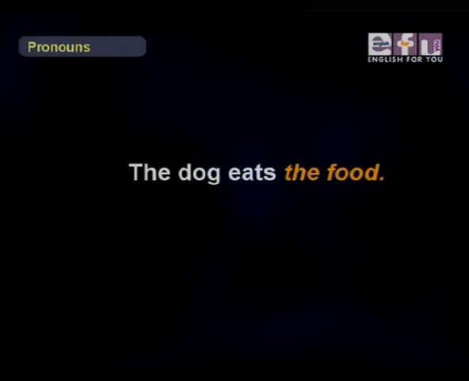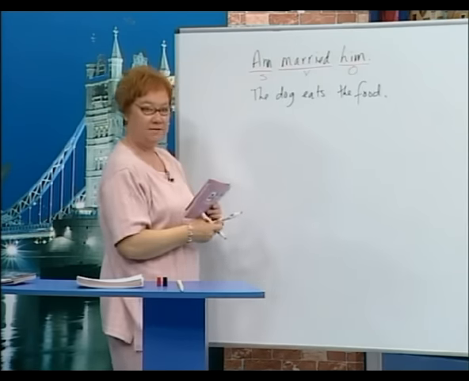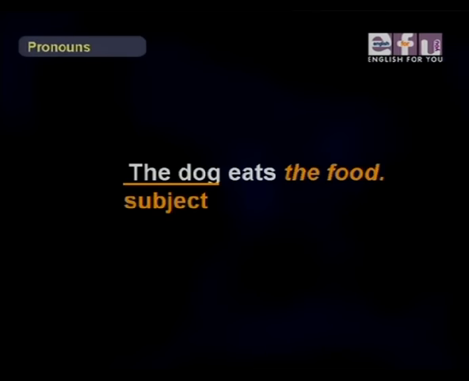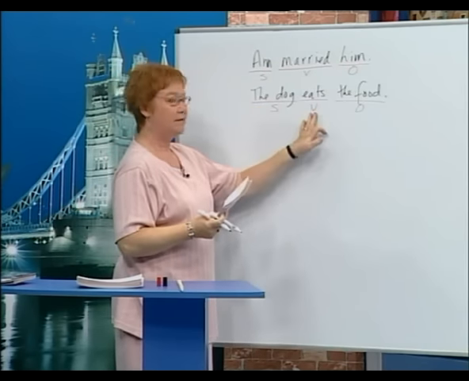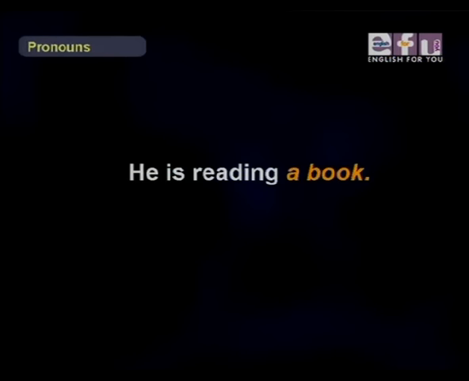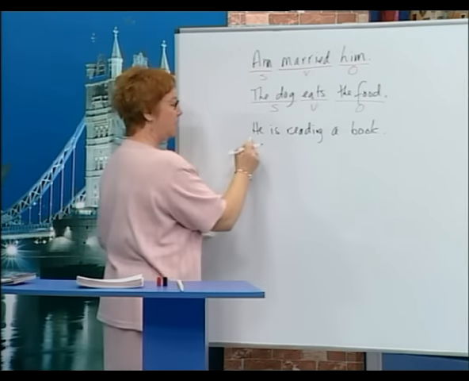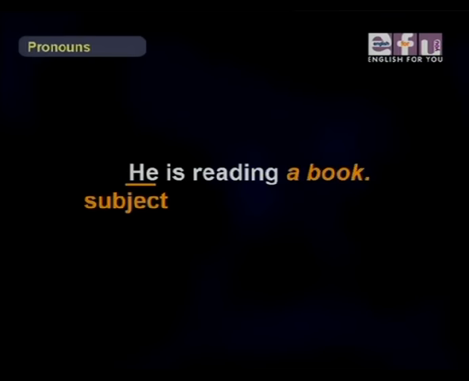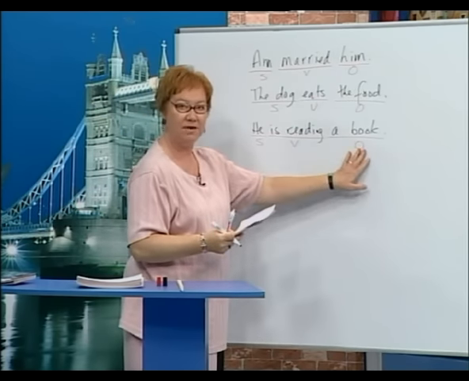Here's another example. The dog eats the food. Now, again, we have the subject, the dog. Eats is the verb, and the food is the object. What does the dog eat? The food. And another one, he is reading a book. He is the subject. This is who we're talking about. Is reading, these two words are the verb, and a book is the object. What is he reading? A book.